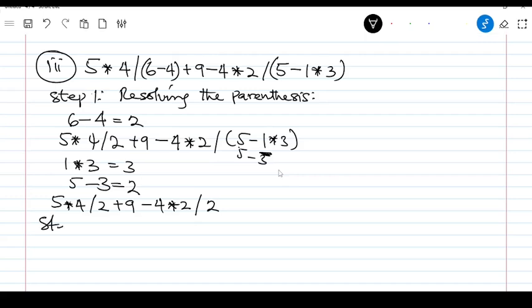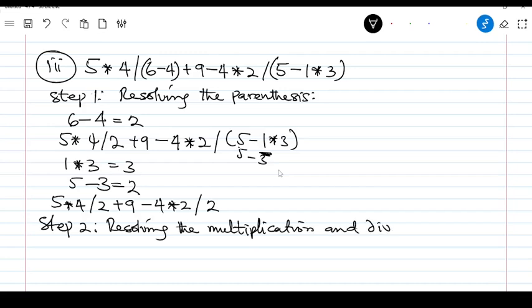So we're going to go to step 2 to clear every other multiplication and division. So we're going to say resolving the multiplication and the division.